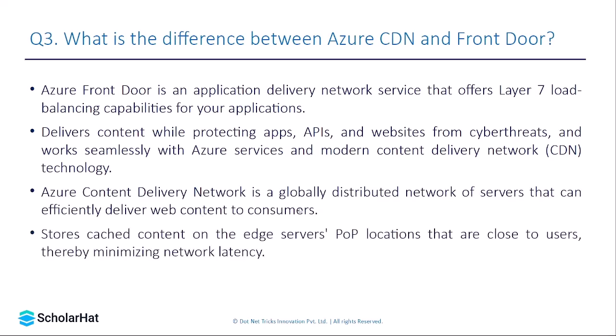It stores cached content on servers at POP locations that are close to the user, thereby minimizing network latency. In simple terms, Azure Front Door operates on layer 7, and apart from improving the performance of an application, it also secures the application from cyber threats and hackers. Whereas the only role of Azure CDN, or content delivery network, is to improve performance and to deliver web content to the consumer from the relevant server depending upon the location they are accessing it from.